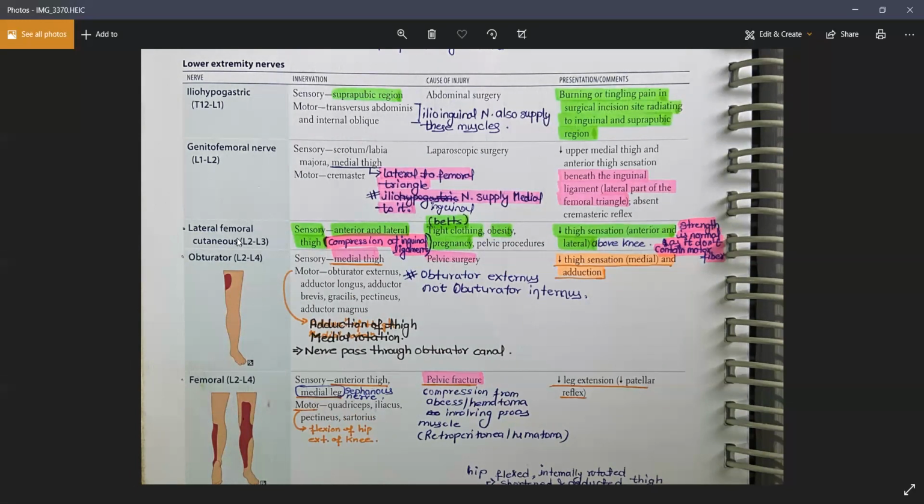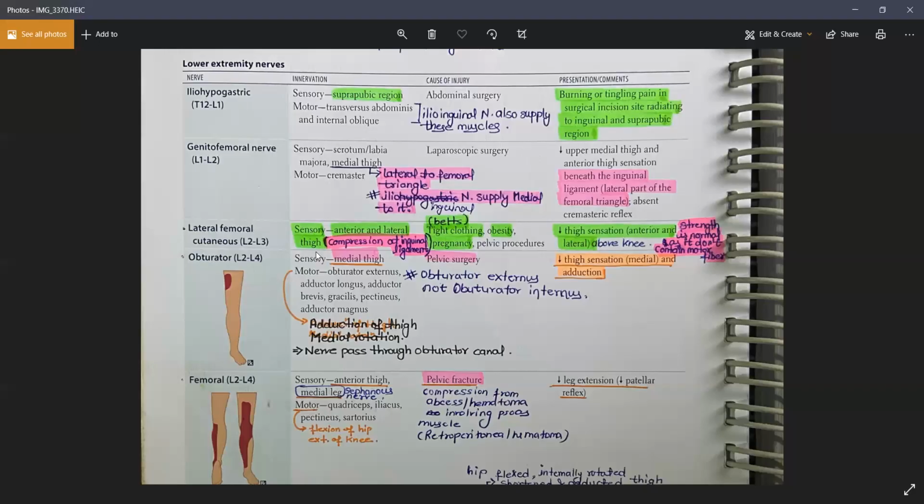Then you have the lateral femoral cutaneous nerve. As the name suggests, it is just a cutaneous nerve, which means a sensory nerve, no motor function, and it supplies the lateral part of your thigh. Okay, it supplies the lateral and the anterior part of the thigh. And it is just a purely sensory nerve. It has no motor function, right?